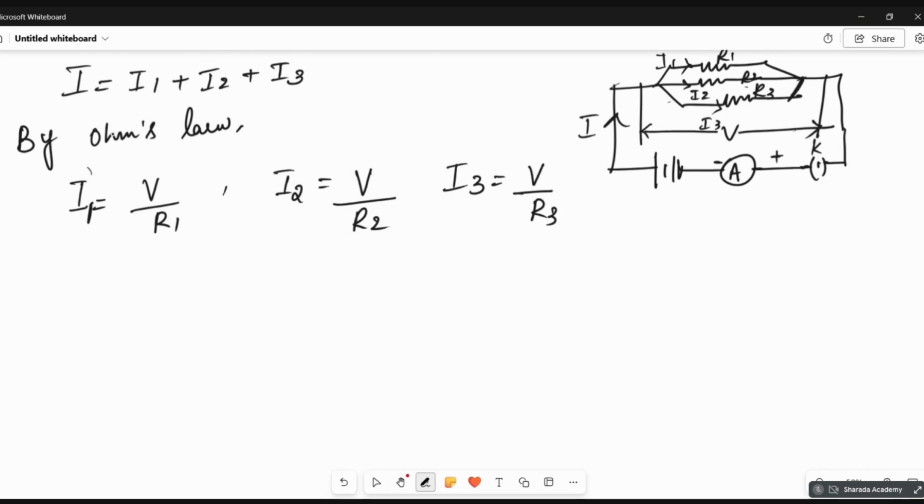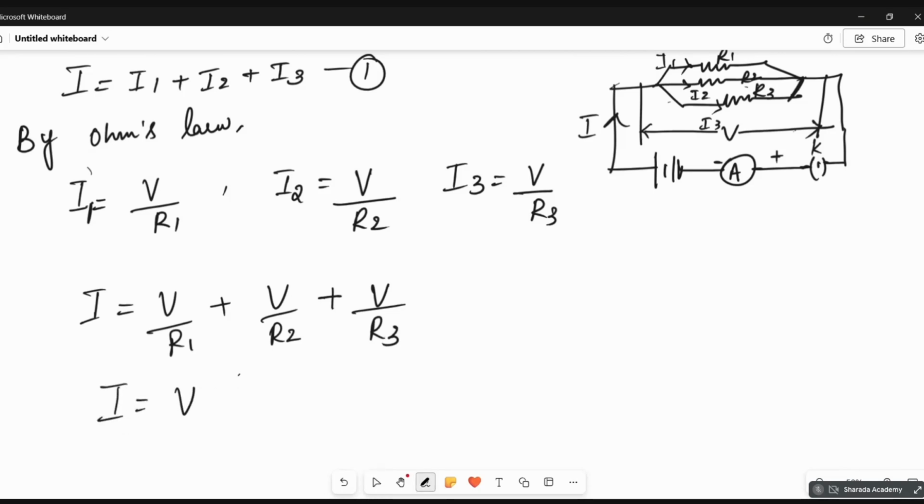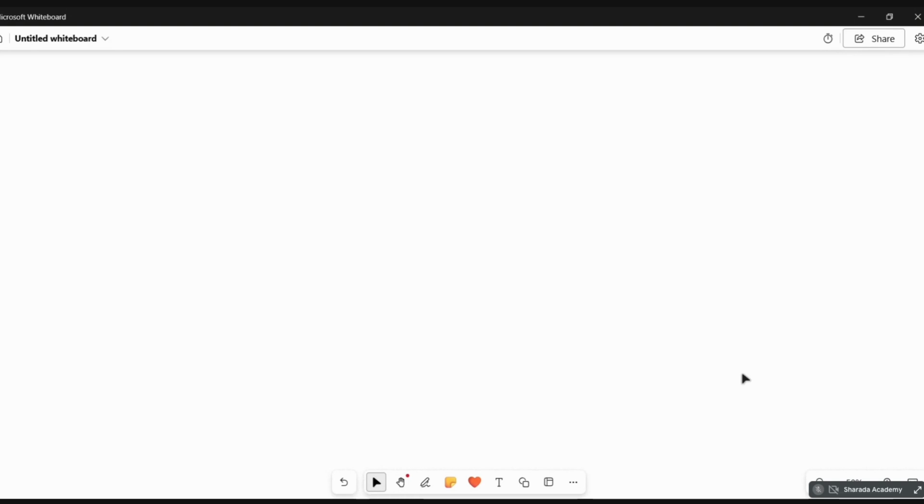Now we will substitute I1, I2, I3 in this first equation. So what will you get? I is equal to V by R1 plus V by R2 plus V by R3. So I is equal to V, taking V common, times 1 by R1 plus 1 by R2 plus 1 by R3.